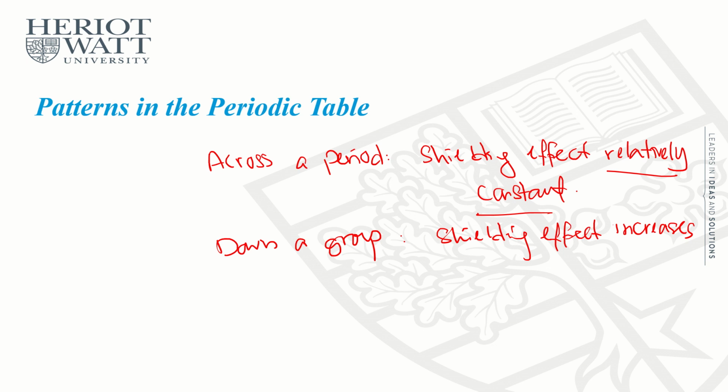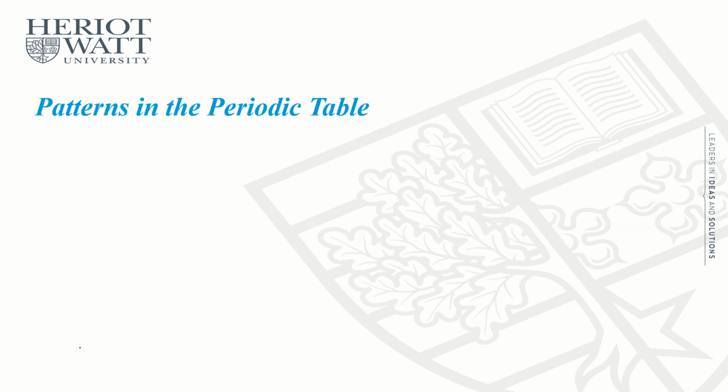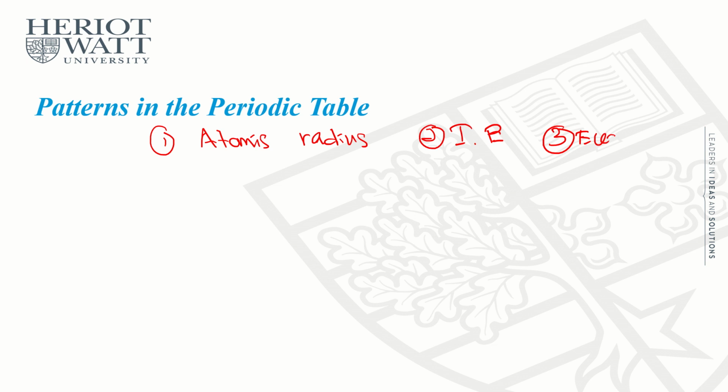Okay, so these are the trends for shielding effect in the periodic table. All right, so next, let's move on. The three properties that we need to know in the periodic table. Namely, number one, we have atomic radius. Number two, we have ionization energy. Number three, we have electronegativity. Okay, let's explain one by one.